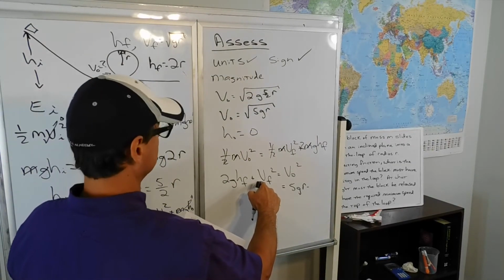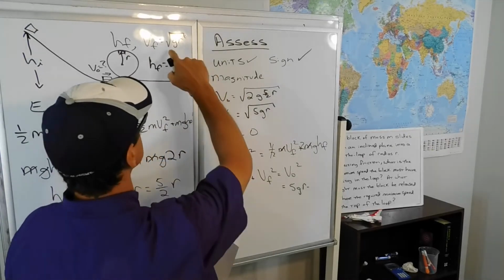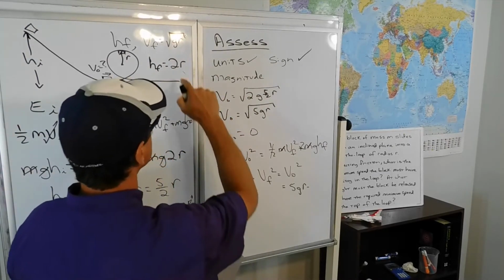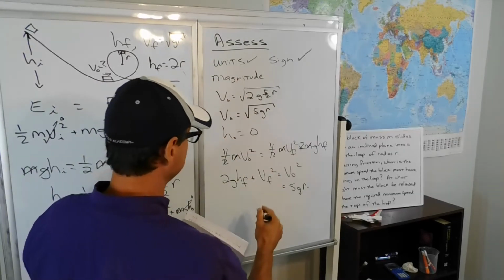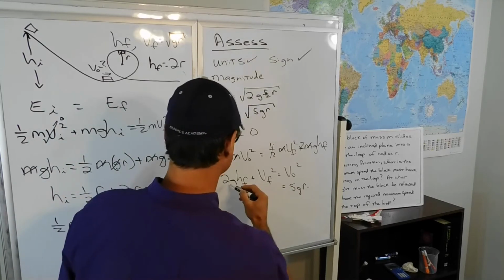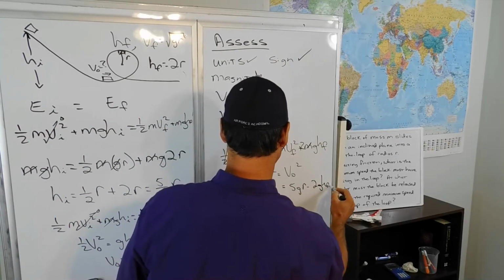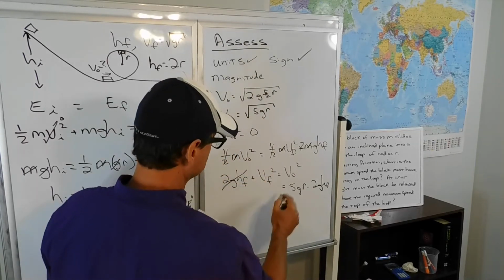Well, V final is the square root of gr. No, that's the unknown that we're solving for. We're going to check that at the end. So let's hold our water there. What we're subtracting is 2g H final. So go ahead and subtract that.